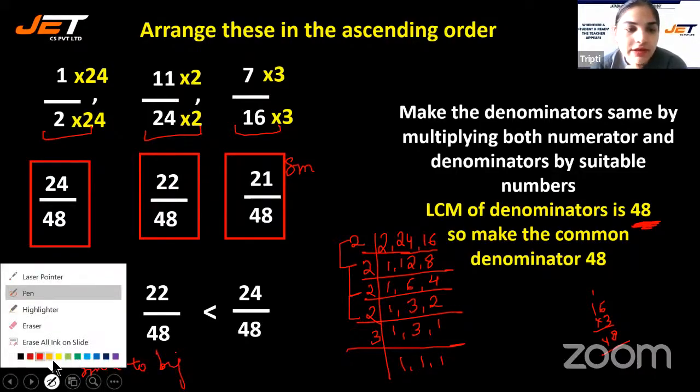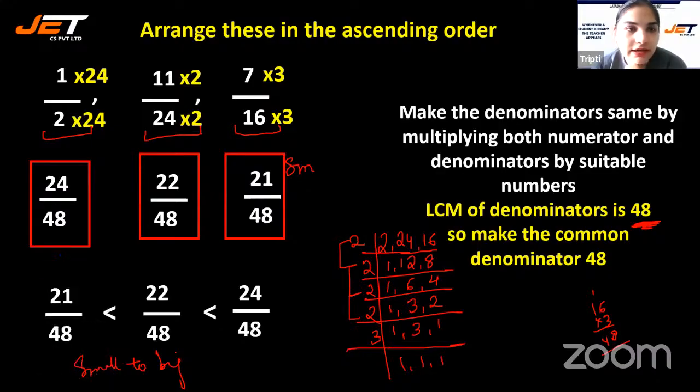And then here we can also say that 21 by 48, which came from 7 by 16, is less than 22 by 48, which came from 11 by 24, is less than 1 by 2.